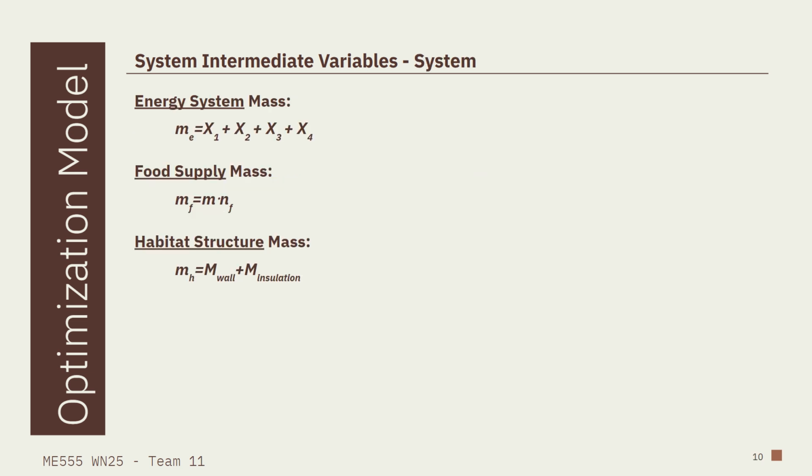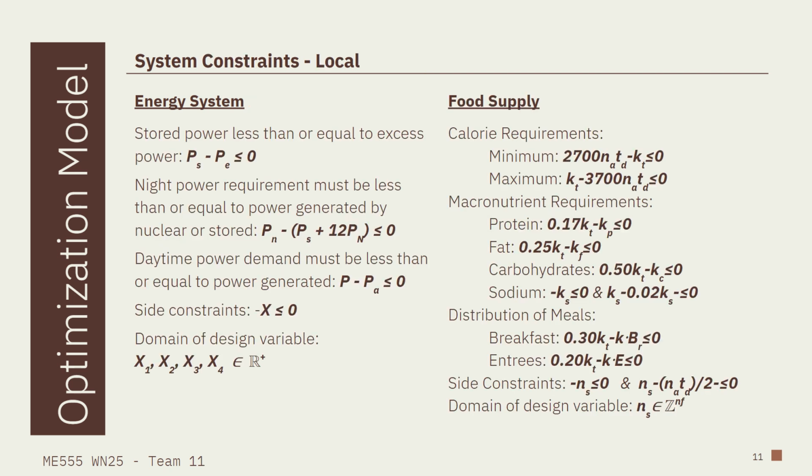Beyond the local intermediate variables are system intermediate variables, which are the mass of the 3 subsystems. The energy system mass is the sum of the 4 power systems. The food supply mass is the total mass of all food. And the habitat structure mass includes the mass of the cement wall and the mass of the insulation layer. Now that all variables are defined, let's look at their constraints.